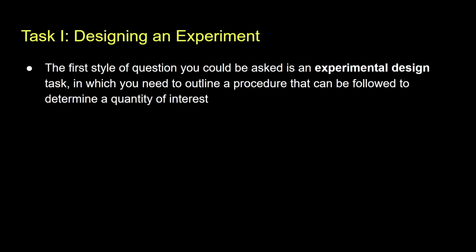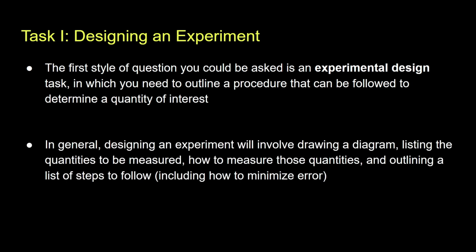These are just referred to as experimental design tasks, and it is up to you to outline the procedure that can be followed to determine some physics quantity. In general, you're going to have to draw a diagram. You have to label what's being measured on it and how to measure those things. So you have to say what equipment's being used. And then you just say what steps you'd follow to collect the data, including how to minimize error and how you're going to analyze that data.